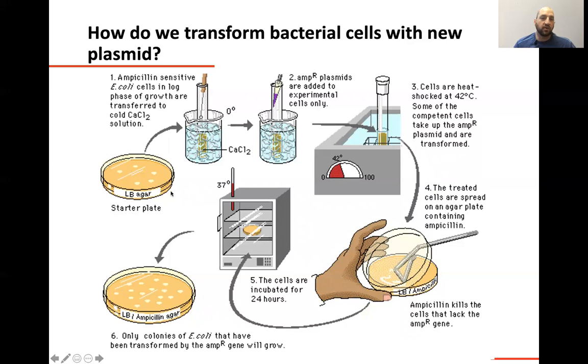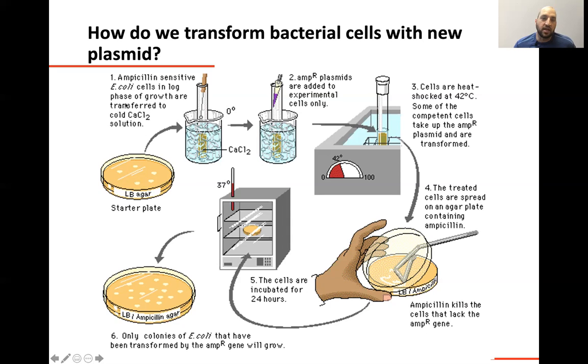Here we've got an LB agar plate. There are colonies on this LB agar plate. We can pick one of those colonies and grow it up overnight in liquid culture. Then we take that liquid culture and we collect those cells using a centrifuge. We dump off the media and we transfer those cells into cold calcium chloride.